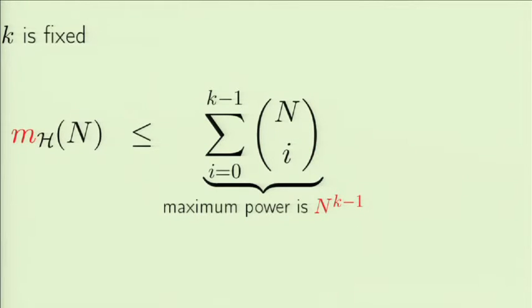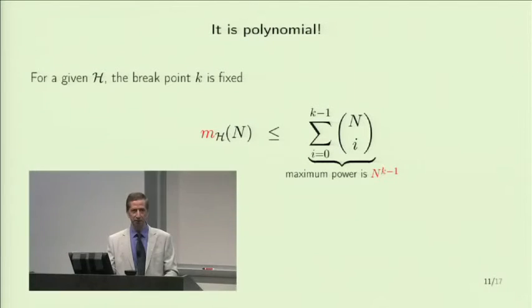Okay? What do we know about this fellow k? We know it's just a number. It's a constant. It doesn't change with n. And therefore, this is indeed a polynomial in n. And we have achieved what we set out to do.